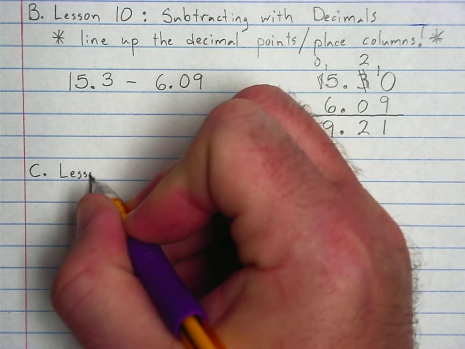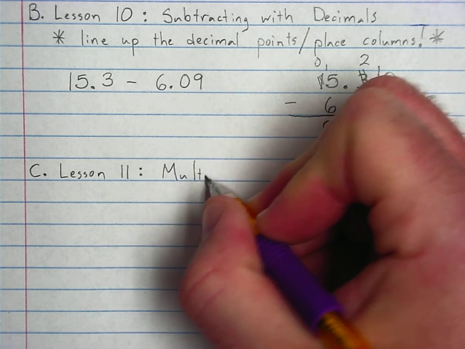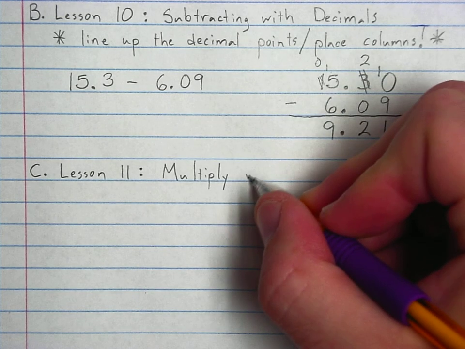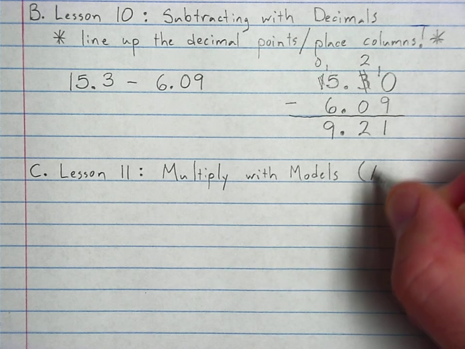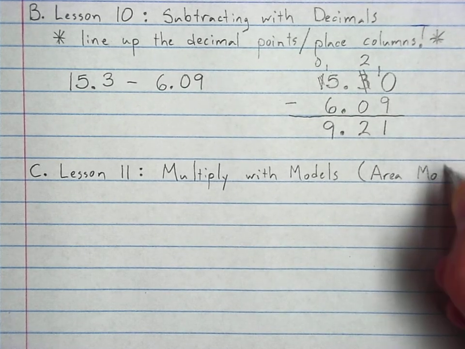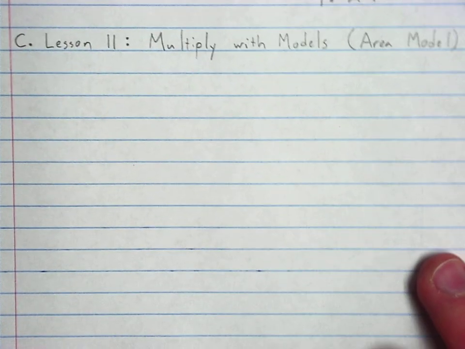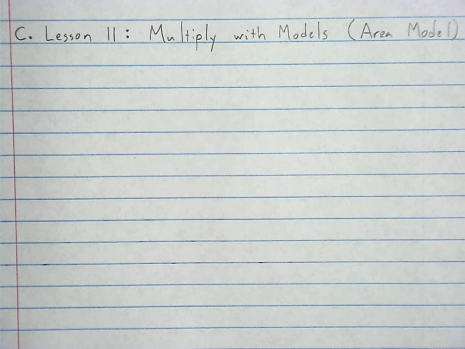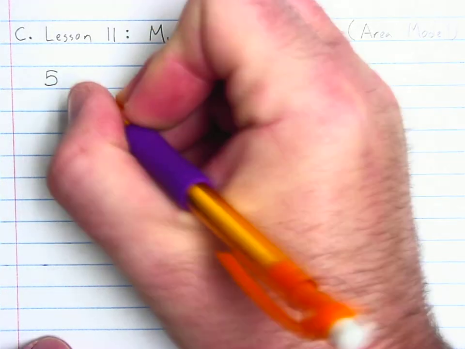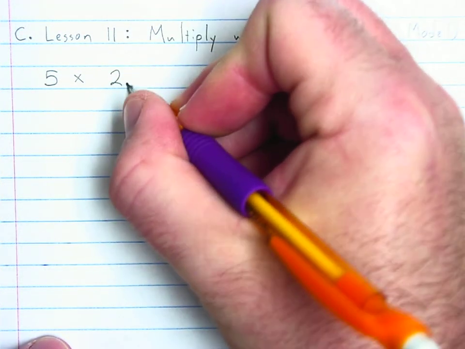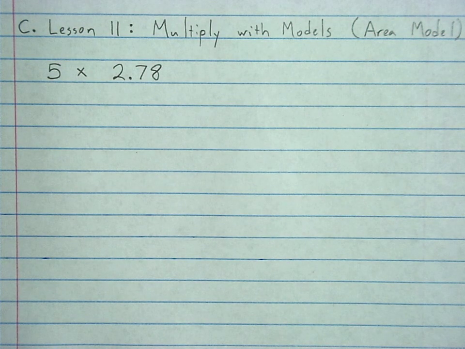Our next item is lesson 11. Lesson 11 is where we practiced how to multiply with models. And specifically, we used the area model. Okay. We used the area model. Now for the area model, what we did was we took something fairly simple, like let's say 5 times 2 and 78 hundredths. Okay.